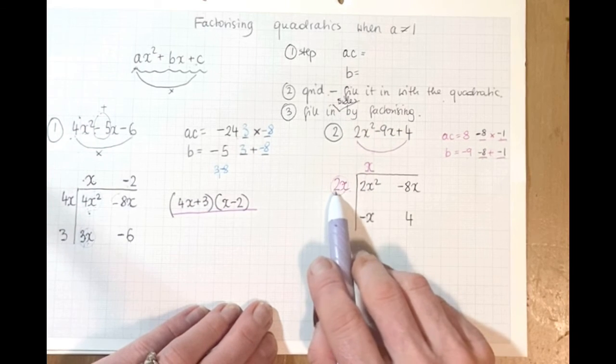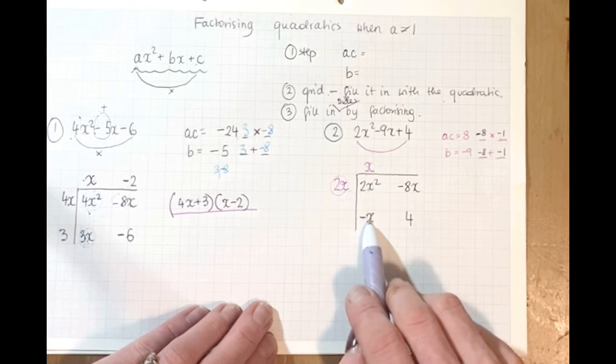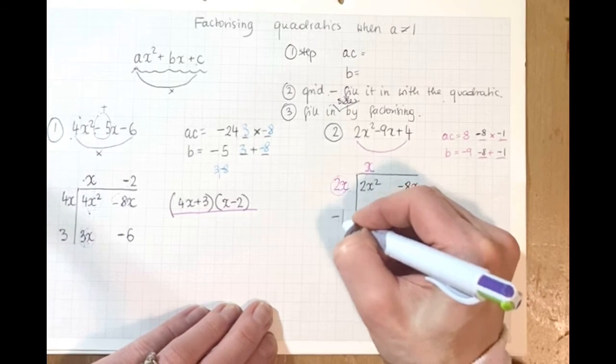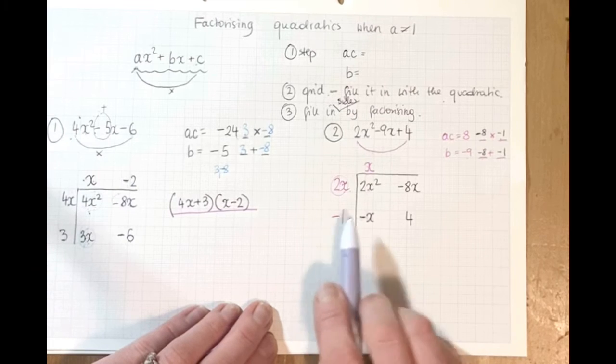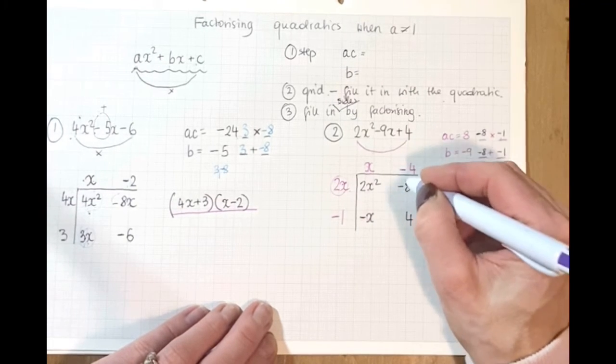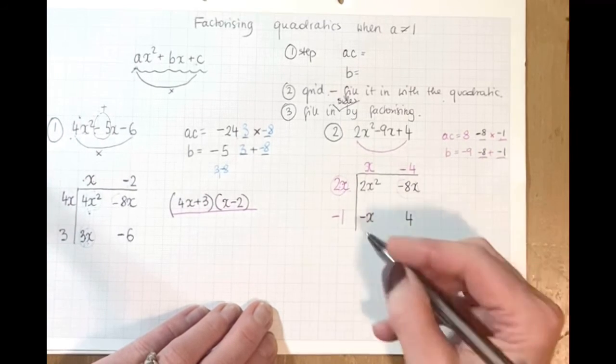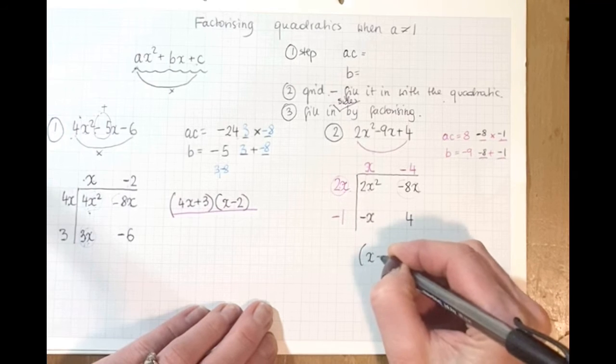And then you need to do 2x times, well, let's just do this one. x times what gives me -1? That's going to be -1. -1 times what gives you 4? That's got to be -4. And just to check, 2x times -4 gives me -8x. And we found the two brackets.